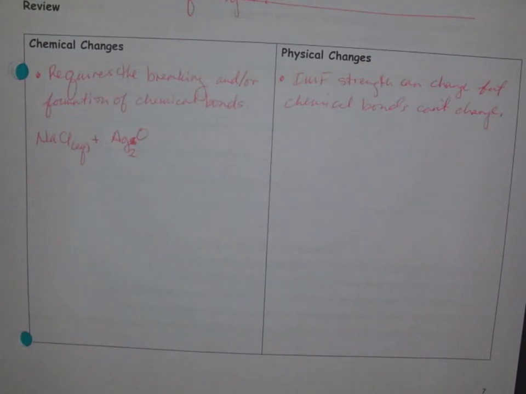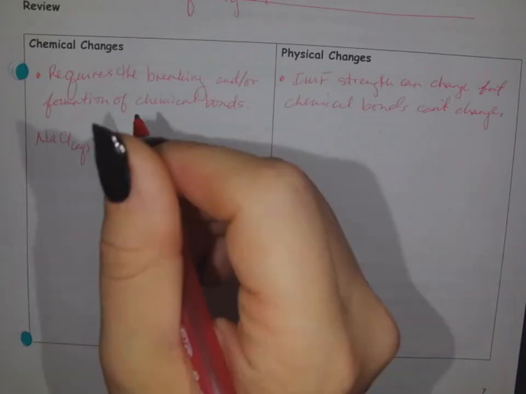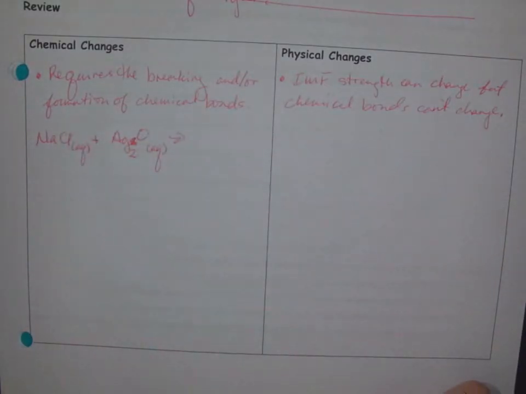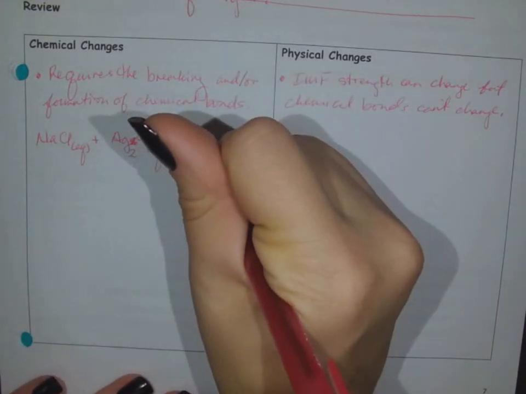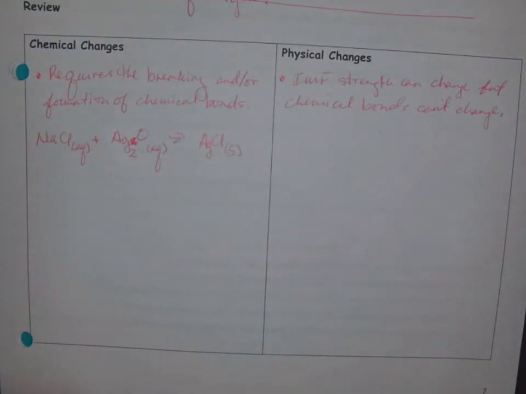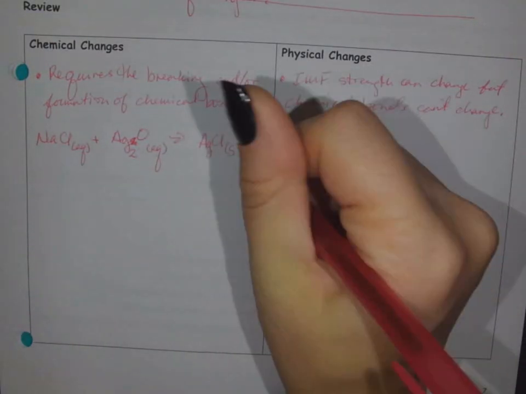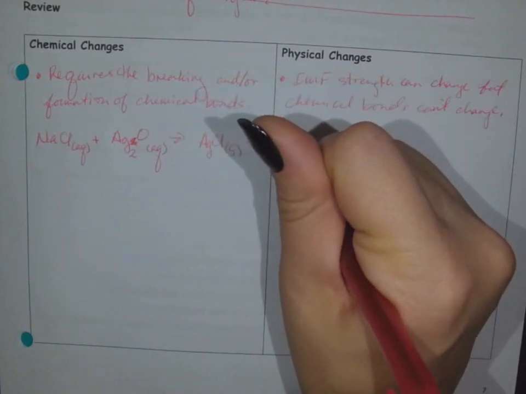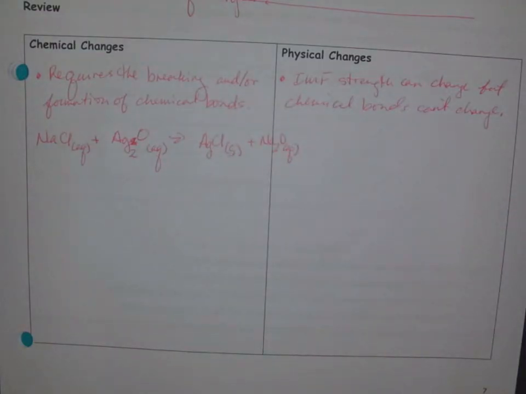Ag2O, a silver oxide. So the sodium chloride is going to react with a silver oxide. They're both aqueous. And then here's what's going to happen. These bonds are going to break and new bonds are going to form. And the silver is going to go with the chlorine. So we're going to get this AgCl that doesn't like to dissolve. It's going to be a solid. And then we're going to have this sodium oxide, Na2O. That's going to be aqueous. Okay? This is an example of a chemical reaction.